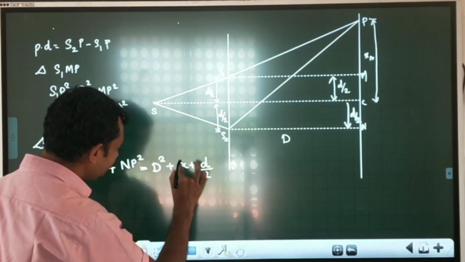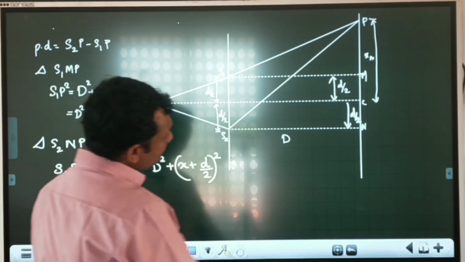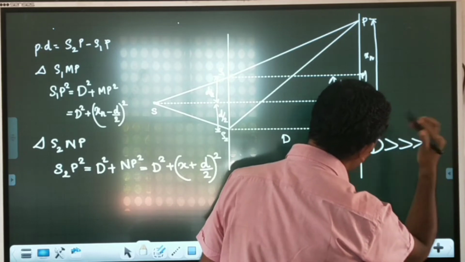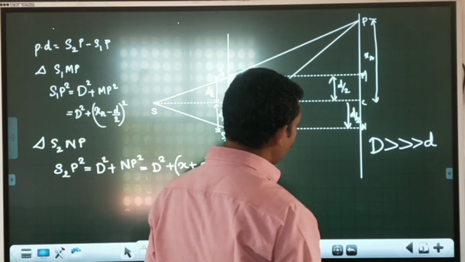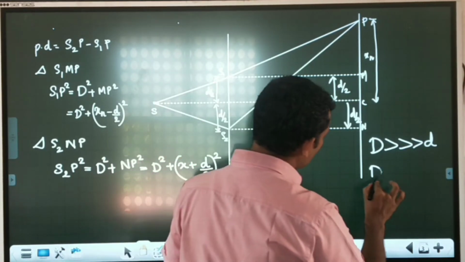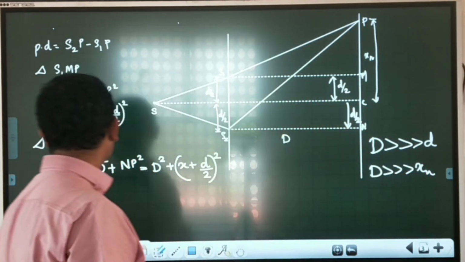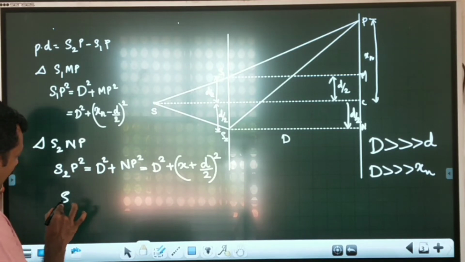Now one important point you have to understand is that capital D is much greater than small d. Capital D is of the order of meter, whereas small d will be of the order of millimeter, and capital D is much greater than xn also. But we will now take the difference of these.